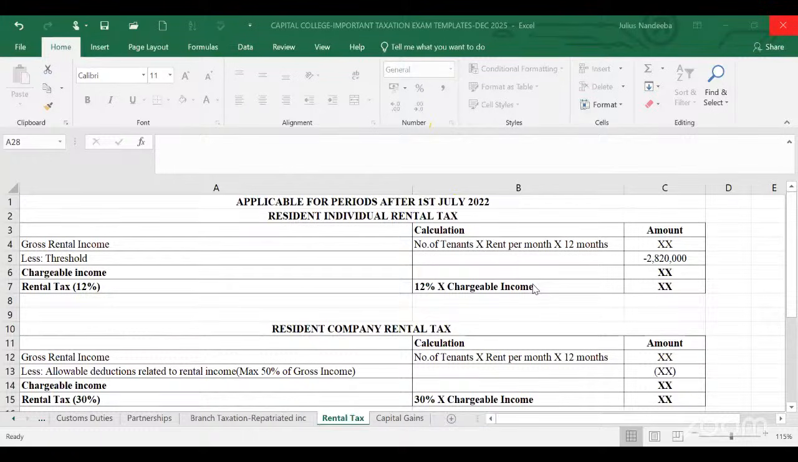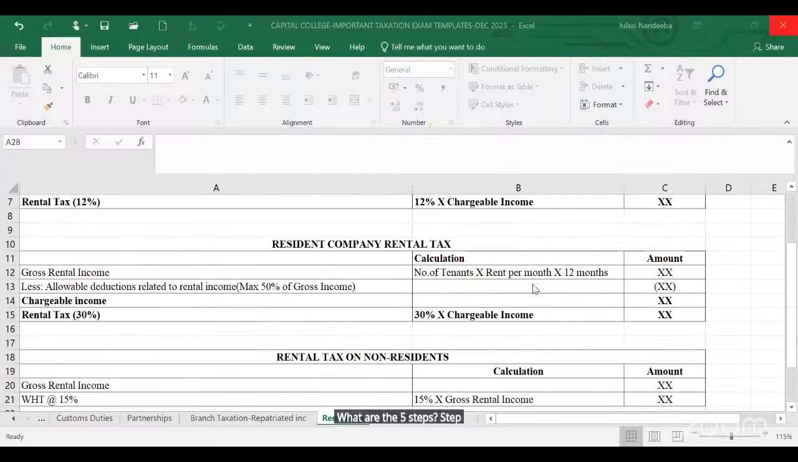I cross to the partnership. When you're dealing with a partnership, the individual took 3 steps, but for the partnership, you take actually 5 steps. What are the 5 steps? Step number 1, you first determine the gross rental income that was earned by that partnership.